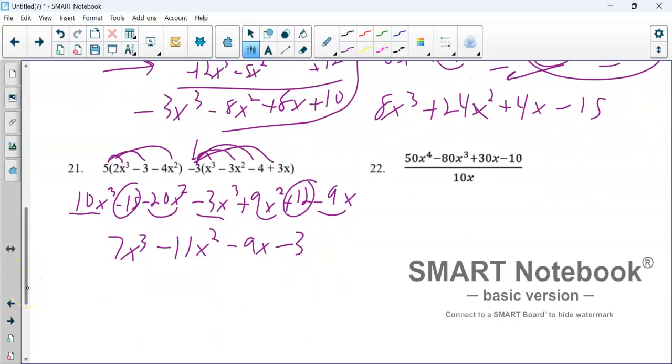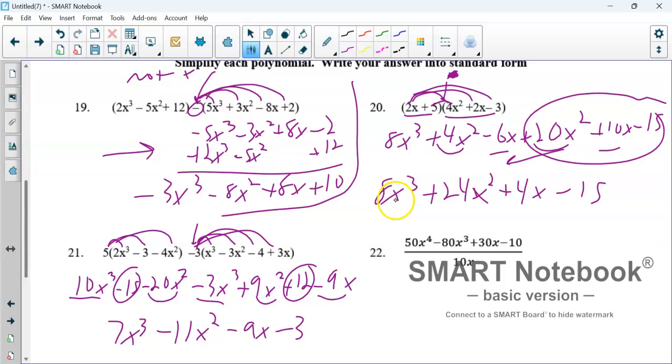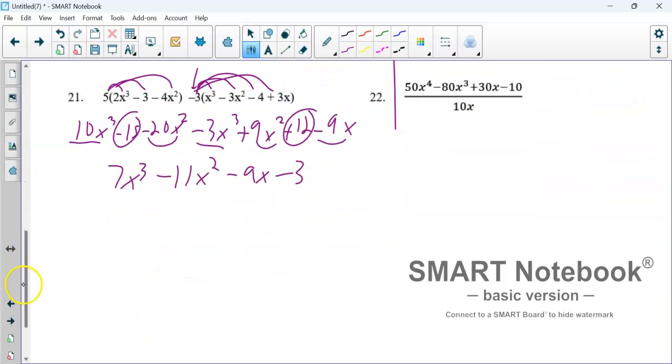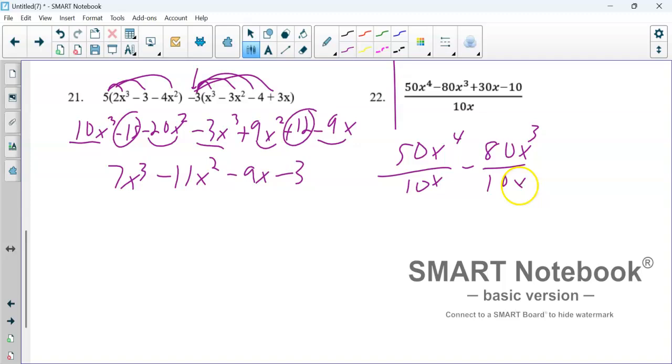And last but not least, I would suggest writing this as 4 separate fractions. So 50x to the 4th over 10x, minus the 80x cubed over the 10x, plus 30x over the 10x, and then minus 10. And this is one that tricks people and trips them up, especially if they don't write it out separately at the end.